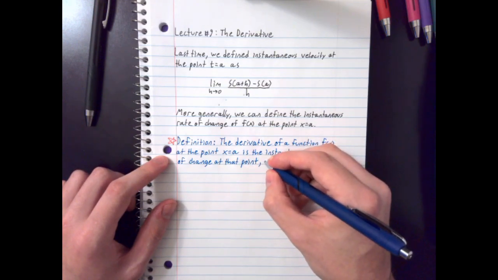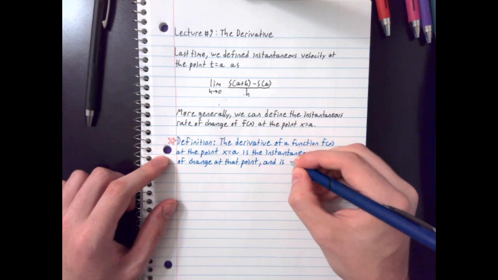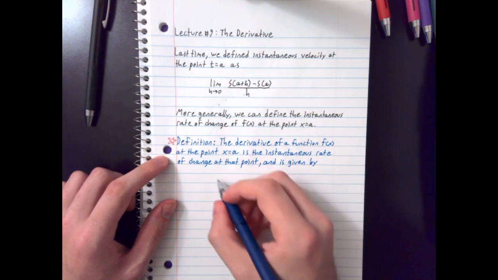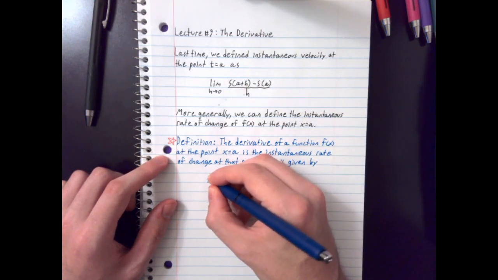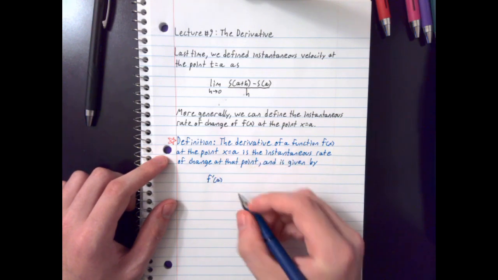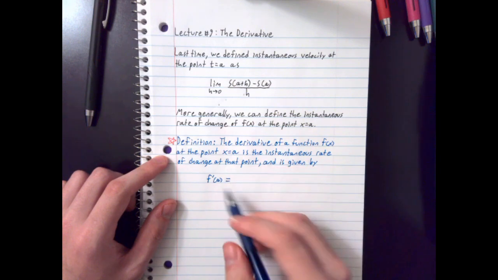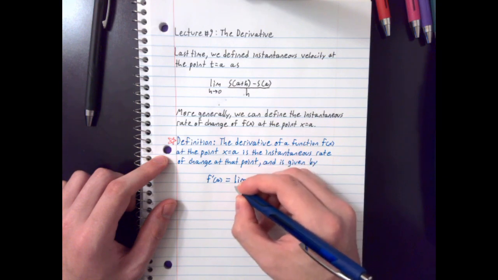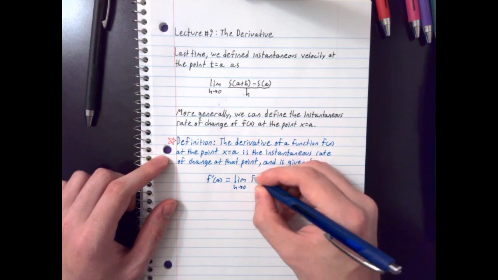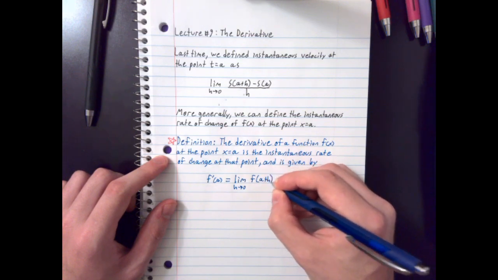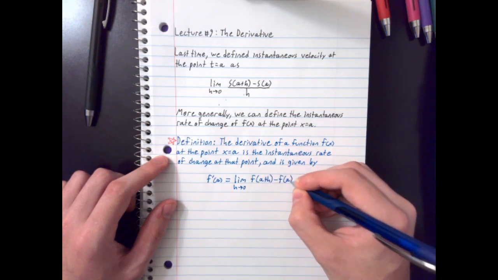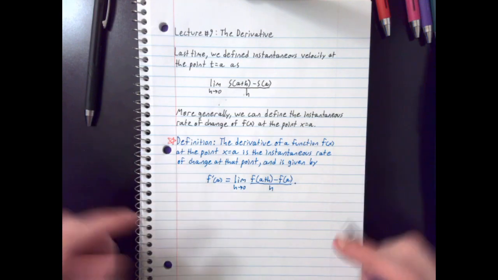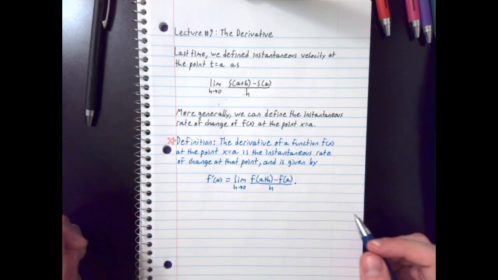okay, and is given by the following limit. And we're going to define the notation f prime of a to just be this limit. So if I write f with a prime on it, I mean literally insert this limit. So limit as h goes to 0 of f of a plus h minus f of a divided by h.